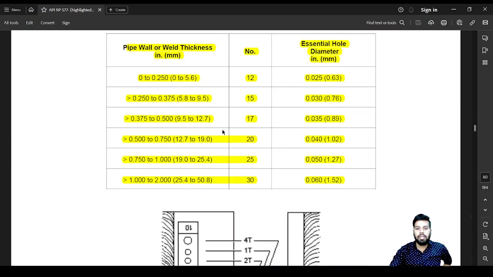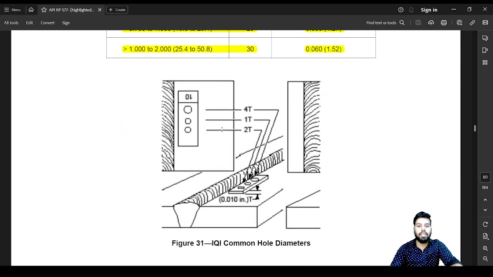So this is the table that is given. We'll talk about this table later on when we go through ASME Section 5, but this is what essentially a hole type IQI looks like. You have a smaller hole that is known as 1T, a slightly bigger hole that is known as 2T, which is twice 1T, and 4T, which is 4 times 1T. This is placed next to the weldment.